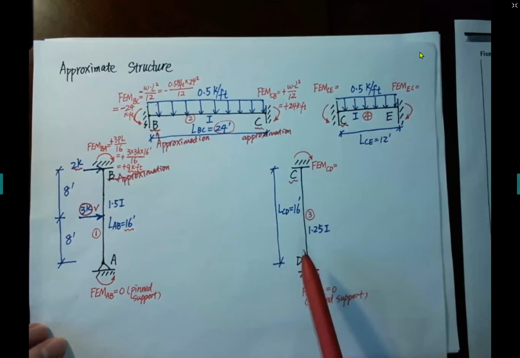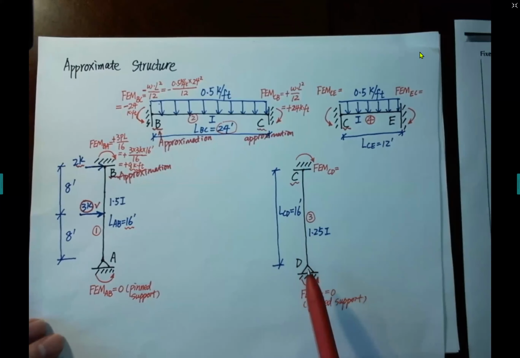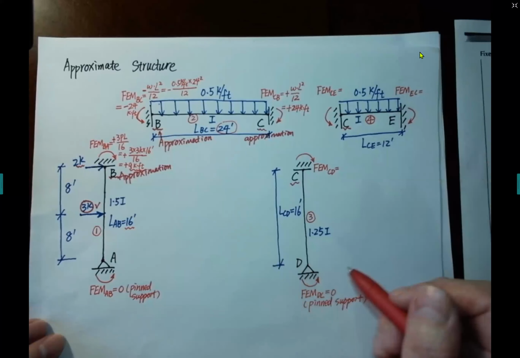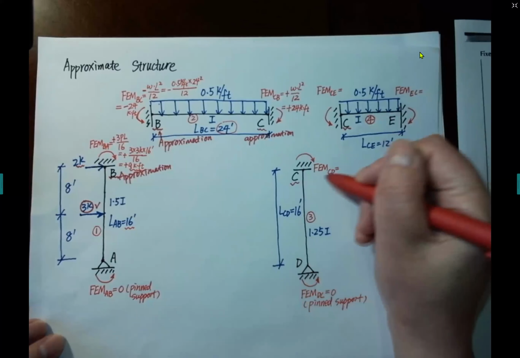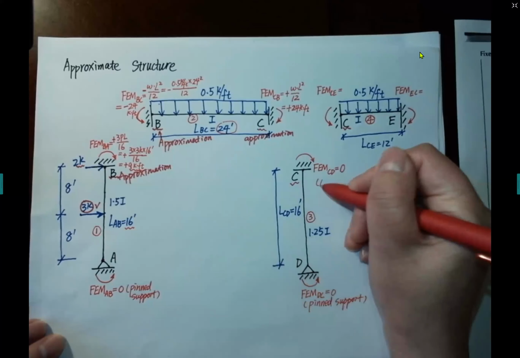Then we move to member three, column CD. There is no loading on member CD. If a member has no load on it, it won't generate any reactions; the reactions will be equal to zero. So we have the C end equal to zero because of no loading.